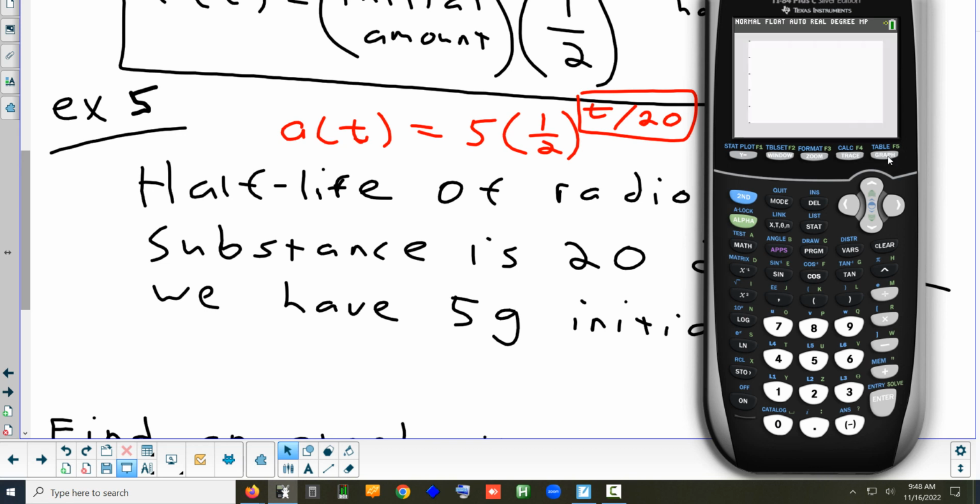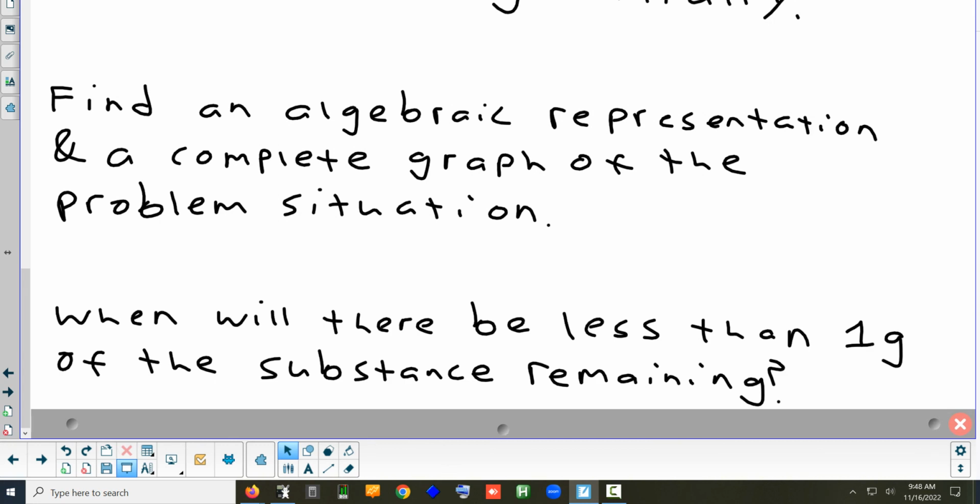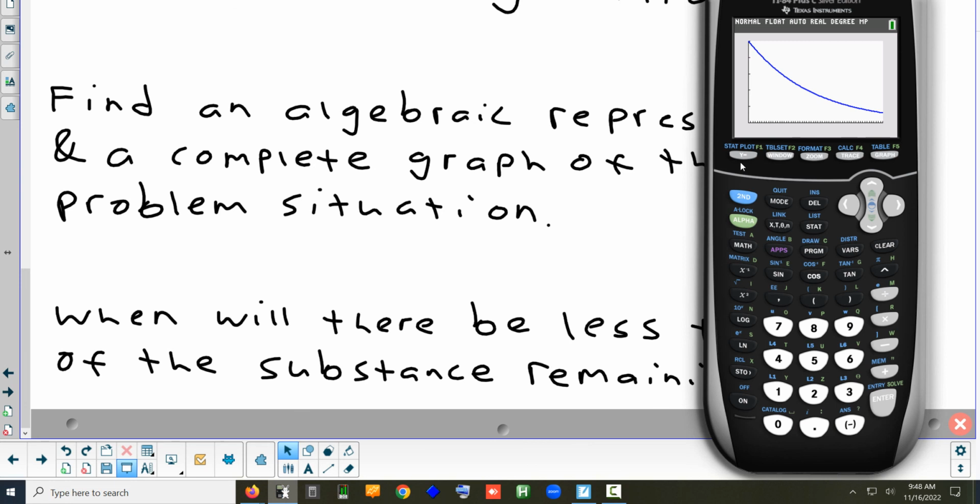Let's see. So there's our substance decaying. We're starting to see the curve. And it's getting closer and closer and closer to having nothing left. And the question is, when is there less than 1 gram? Well, it's going to be the same way we did the doubling problem. Put a line at 1 so you can see it. I want to know when I am under 1 gram. So what do you think I have to calculate there?